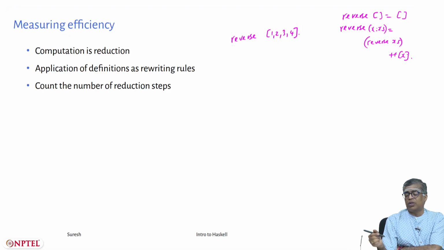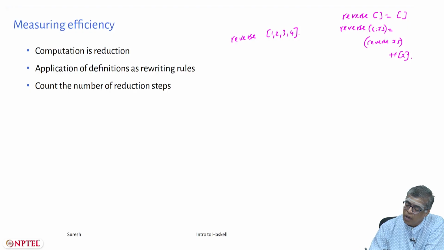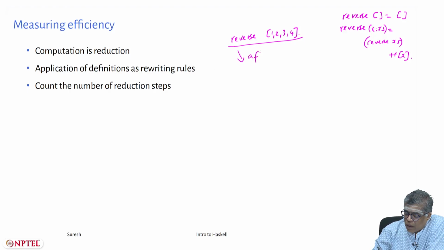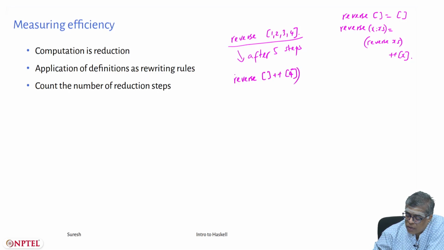So now if you want to measure the amount of time taken, one way would be to say that I will count the number of reduction steps that happen. The number of reduction steps that happen when you try to evaluate reverse 1, 2, 3, 4 is that after 5 steps or 4 steps, 5 steps, let us say, you end up at reverse of empty list plus plus singleton list 4.